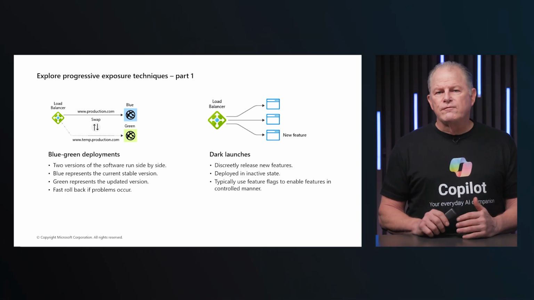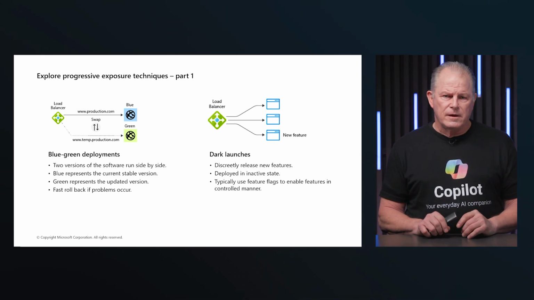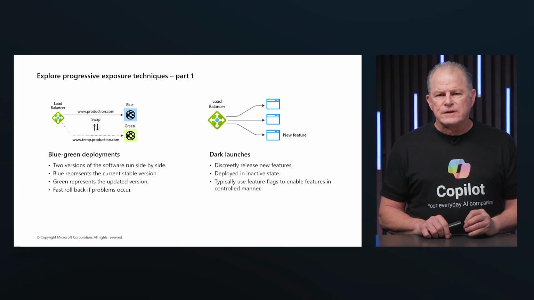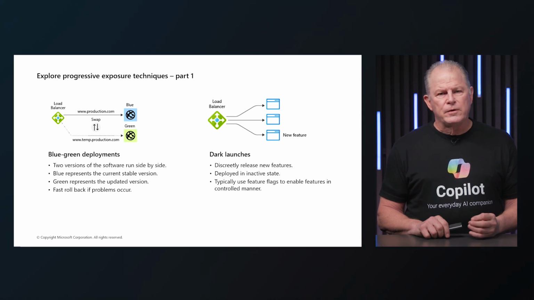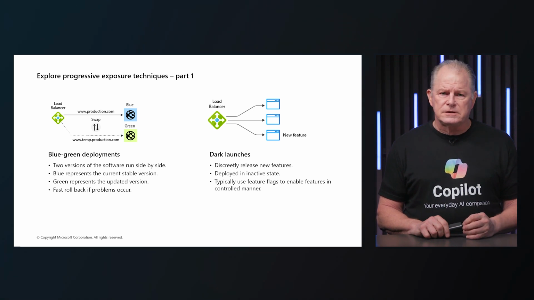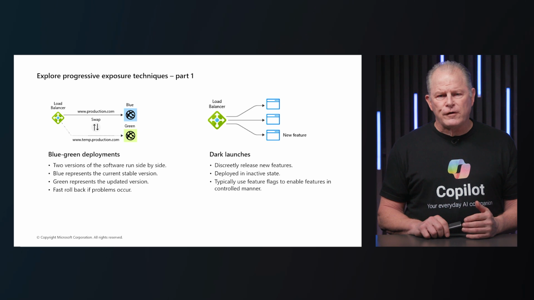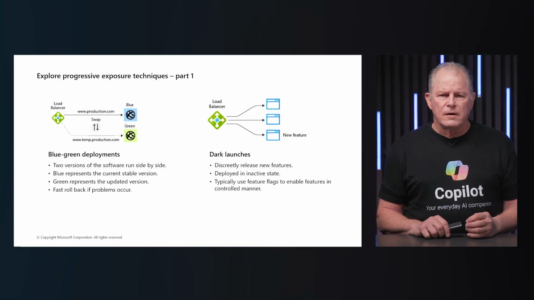Dark launches involve deploying new features to production in an inactive state. These features are not visible to end users until they are explicitly enabled. This technique allows for testing new features in a live environment without affecting the user experience. Typically, feature flags are used to control the activation of these features.